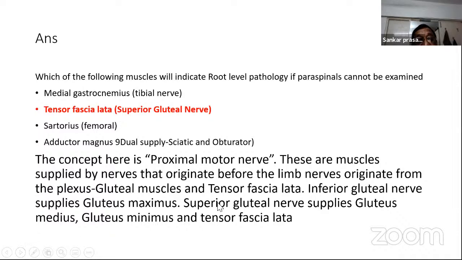These are muscles supplied by nerves that originate before the limb nerves originate from the plexus. Gluteus muscles, tensor fasciae latae. Inferior gluteal nerve supplies the gluteus maximus. Superior gluteal nerve supplies the gluteus medius, minimus, and tensor fasciae latae. The medial gastrocnemius is supplied by the tibial nerve. Sartorius is femoral nerve. Adductor magnus has dual supply, sciatic and obturator.